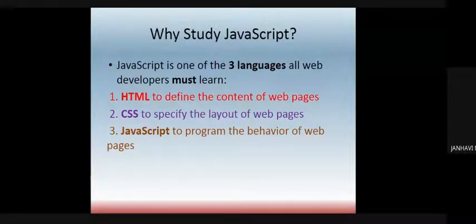First of all, we know what is HTML. HTML defines the content of the web page, which we have already seen. Next is CSS, which specifies how the web page looks, the layout of that particular web page, which we have already seen. Coming to the third point, JavaScript is used to program the behavior of web pages. How does a web page behave? In what sense is it behaving, and what are the different aspects we are going to study in JavaScript. So these are the three most important languages when we consider web development.